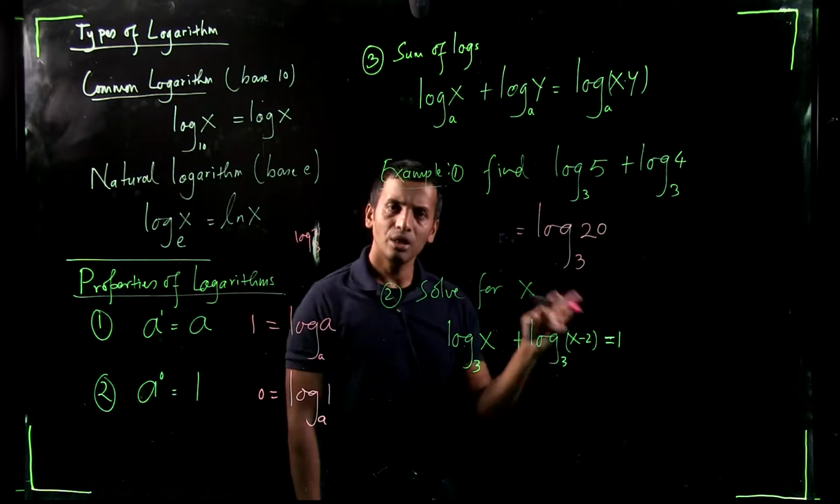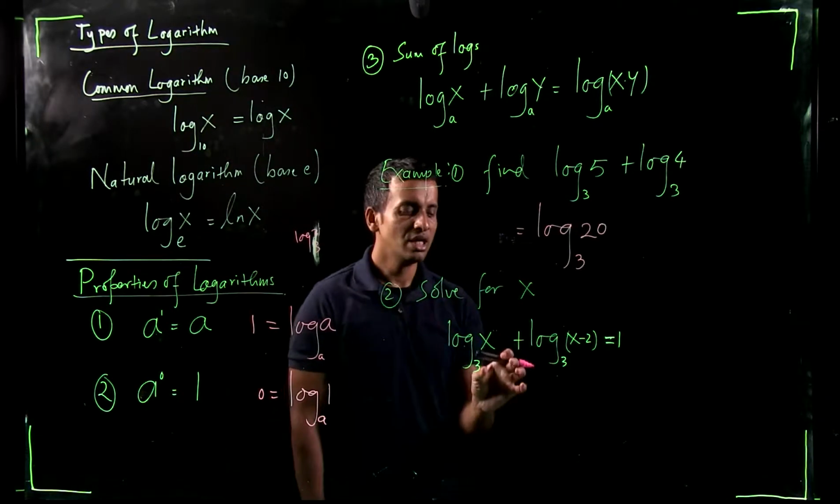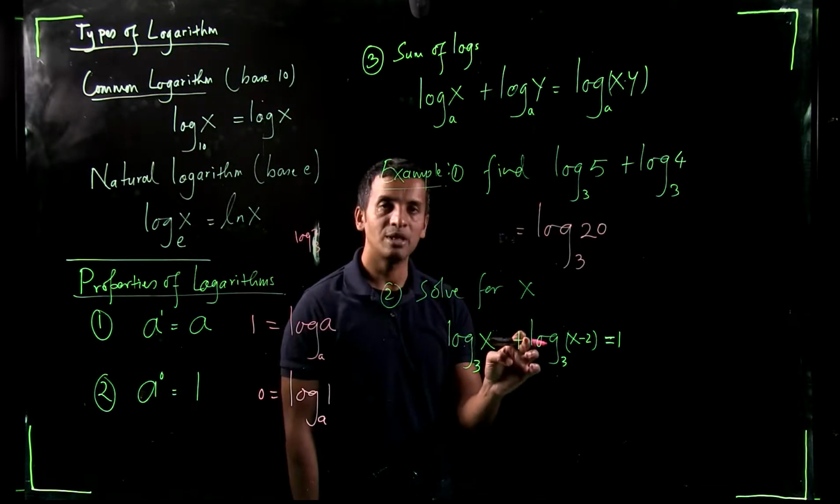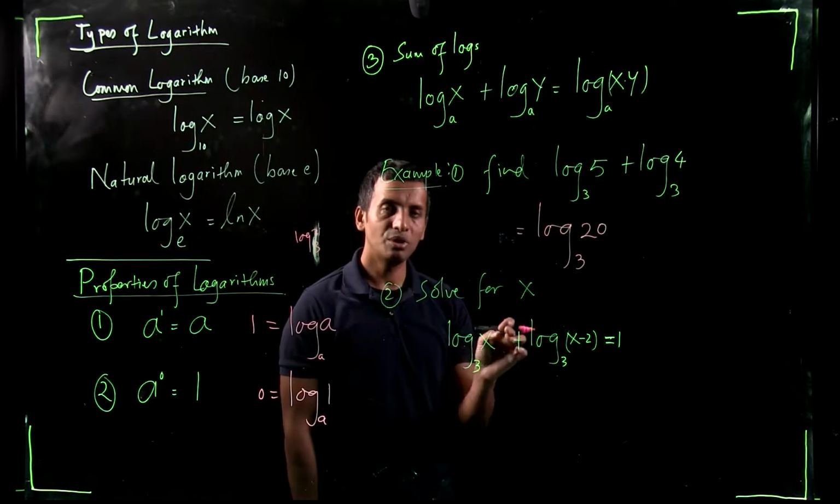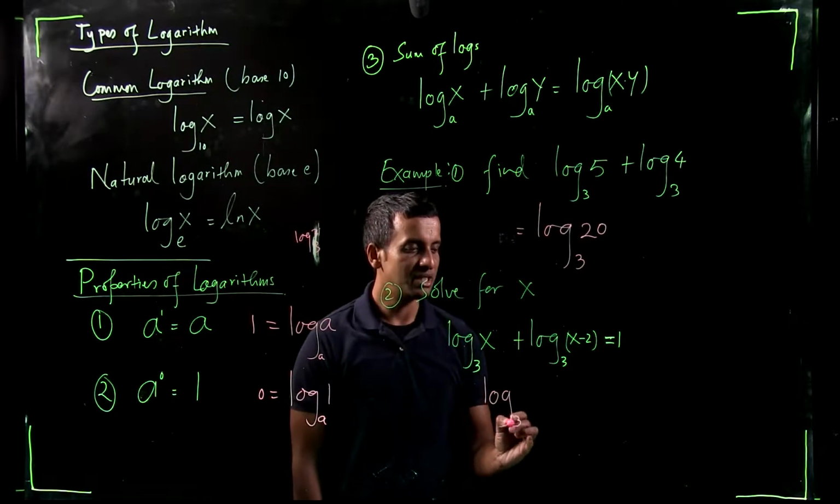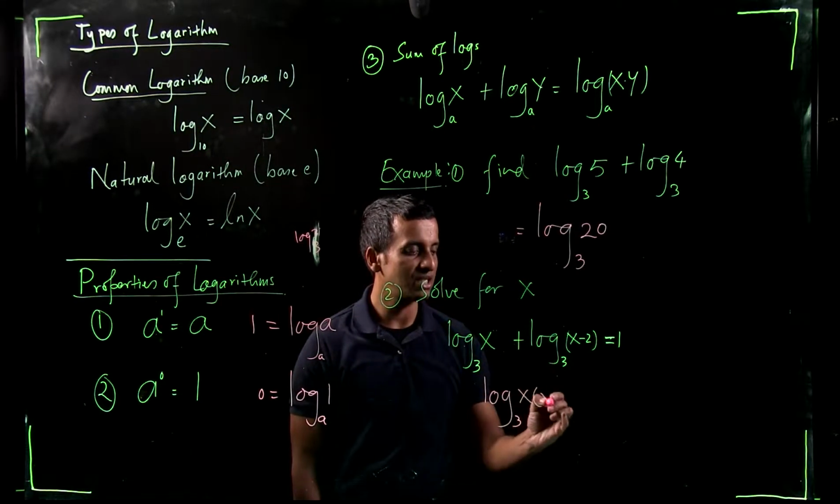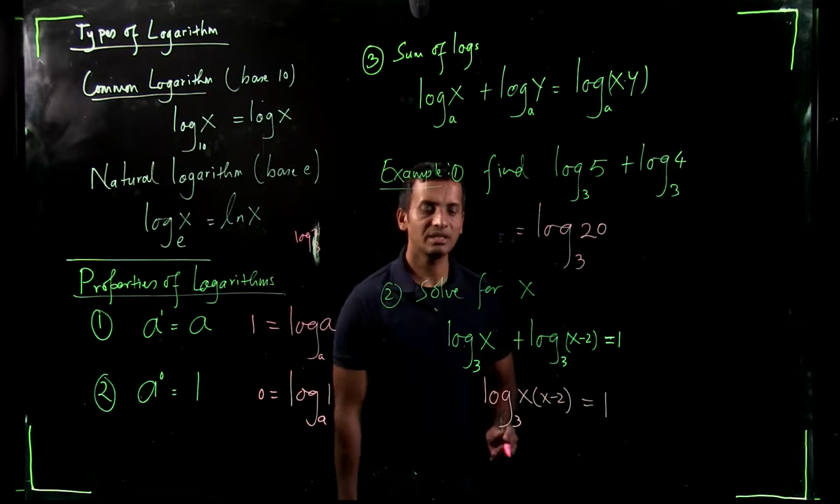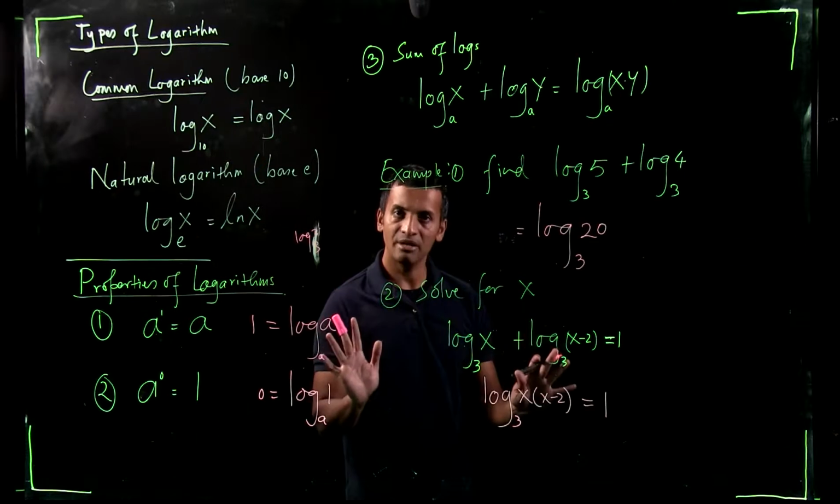To get rid of the log, you need to have only a single log there, right? Since they have the same base, and these logs do not have any number multiplying them before the log, you combine them into a single log. You write log base 3 of x times (x minus 2) equals 1. Make sense? You want to solve for x, keep that in mind.